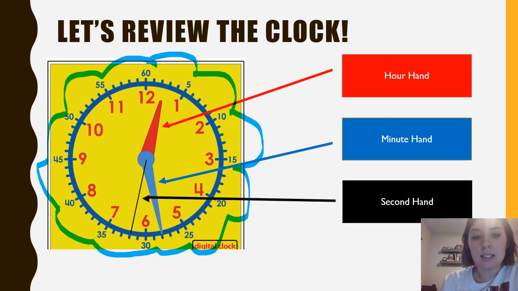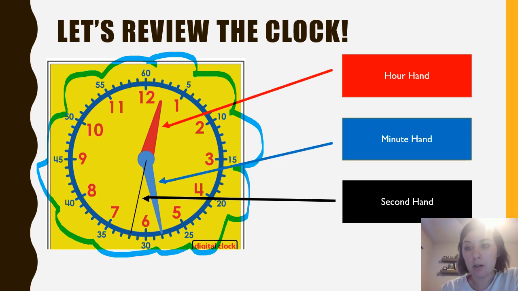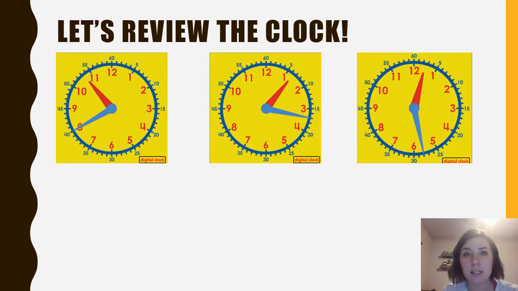Lastly, we've got the second hand, which I drew onto this clock, but is very skinny, moves very quickly. So those are the parts of our clock. I find that fourth graders find the hour hand to be the trickiest part to solve. I would look here at the hour section.